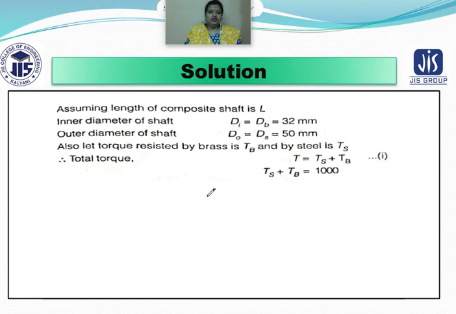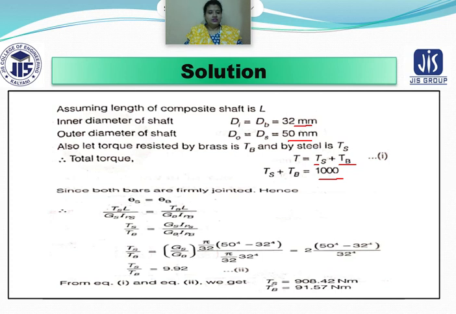So what is the solution? Just consider the inner diameter, that is di or db, as 32, and outer diameter as d0, that has been given as 50 millimeter. So you know that for the parallel, the total torque will be torque of the steel plus torque of the brass. So that is equal to how much torque? Total torque has been given to you, 1000 Newton meter.